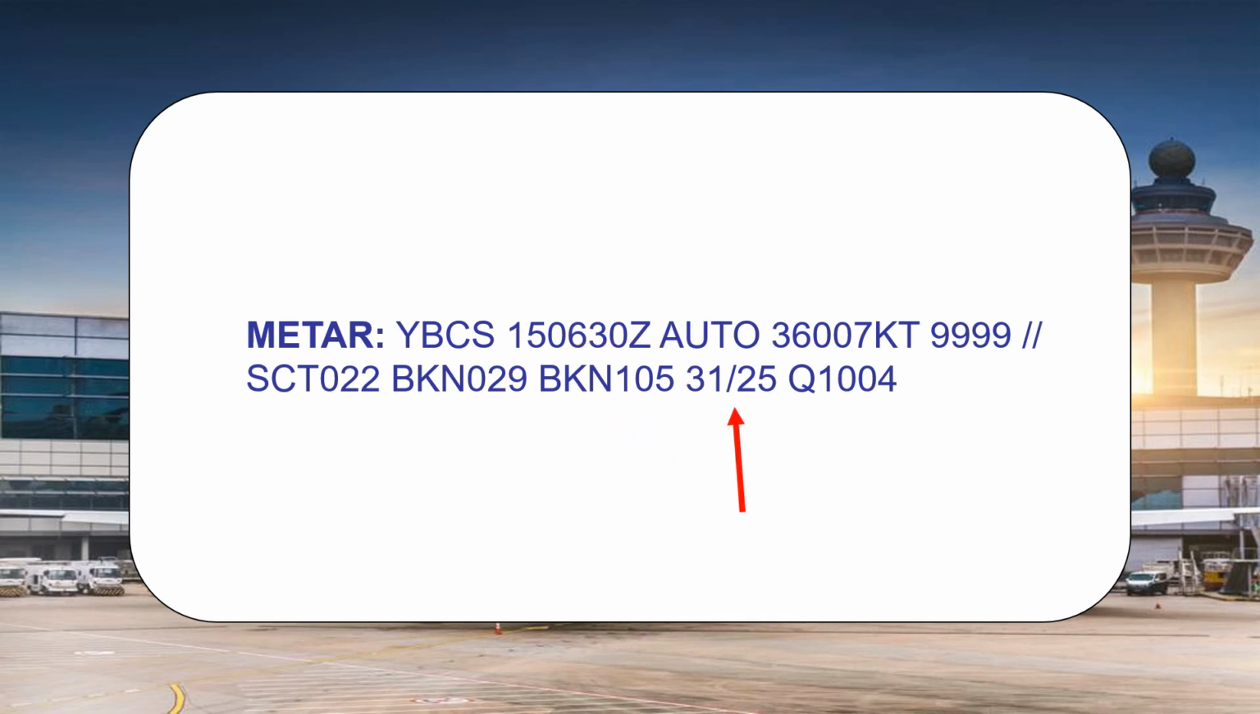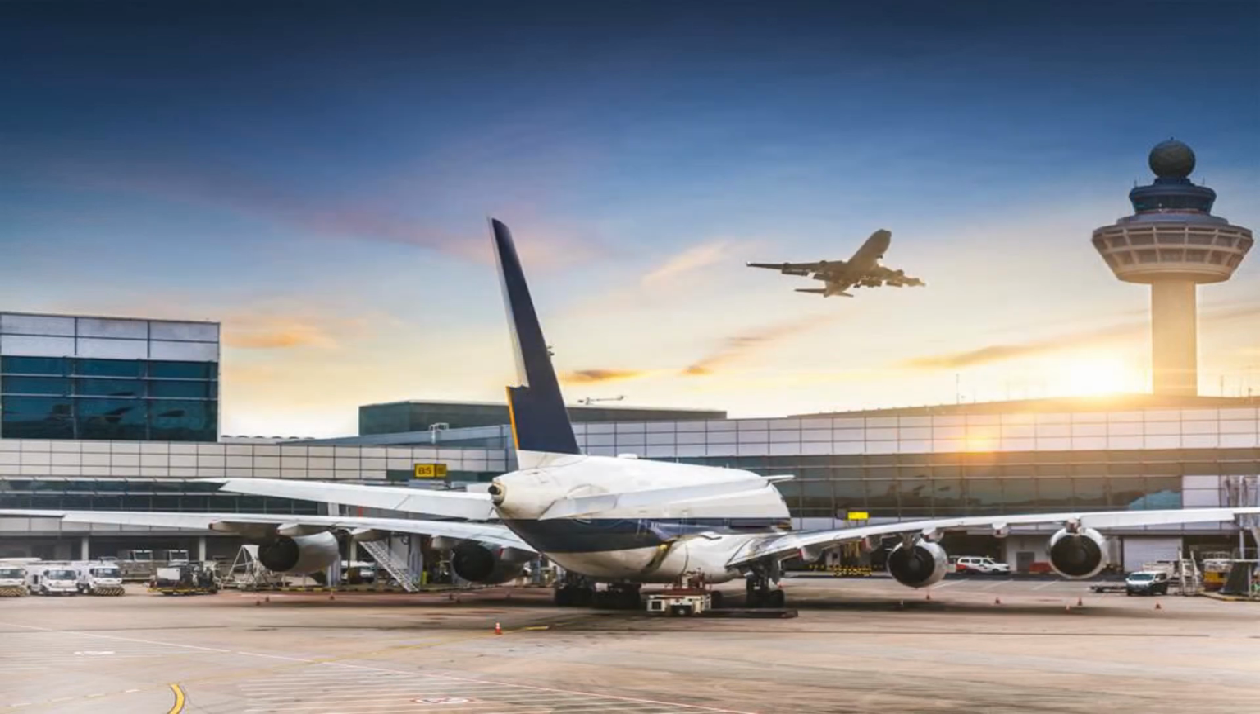At the time this was recorded, we had a temperature of 31 degrees Celsius and a dew point of 25 degrees Celsius. And finally, we had a QNH of 1004 hectopascals. Alright, well, hopefully you can now decode a METAR report. The most important thing to remember though is that METAR provides the current weather, not the forecast or future weather.